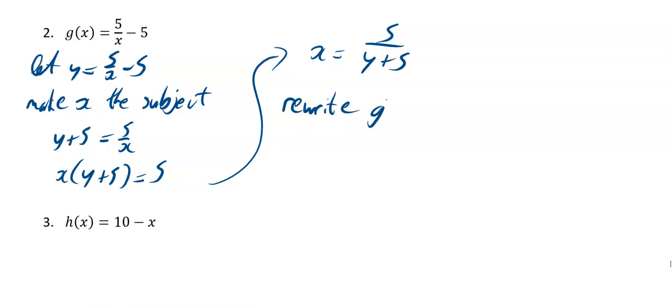And then just rewrite as g to the minus 1 of x. So that's how we notate the inverse function. So the inverse of g of x is equal to 5 over, and remember, change your y back to x, so 5 over x plus 5, and that's it.